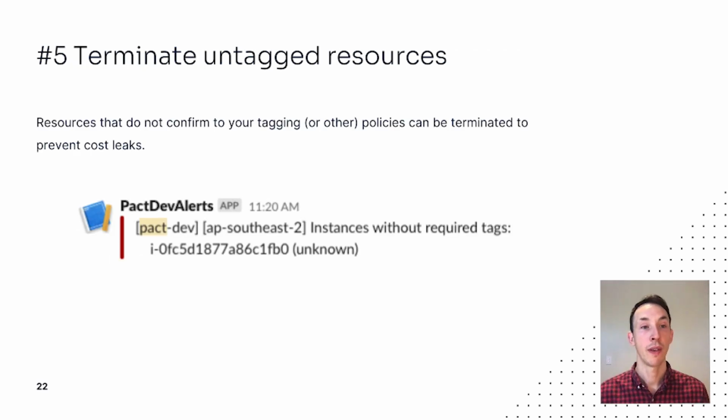Okay, so the fifth thing we want to talk about today, and the third cost reduction measure, is literally terminating resources that don't conform to your tagging or other policies. And there's a bunch of good reasons for this. As you can see here, there's a notification where an instance was just shut down because it didn't conform to a tag, and a notification was sent through Slack to us.